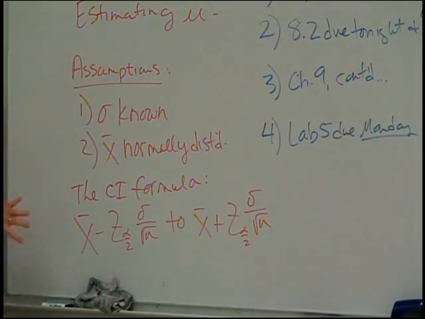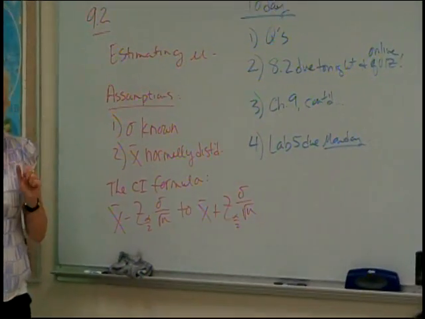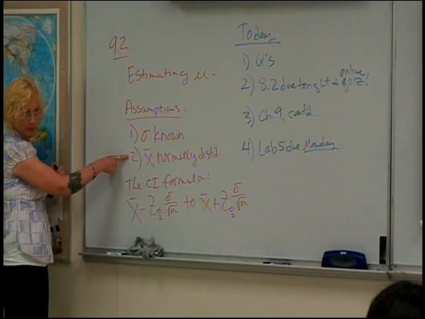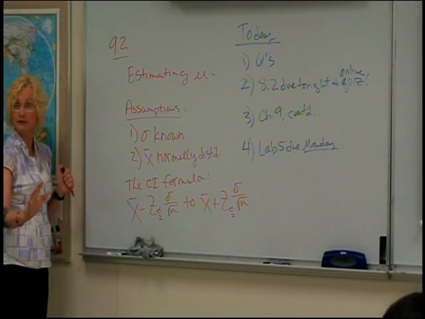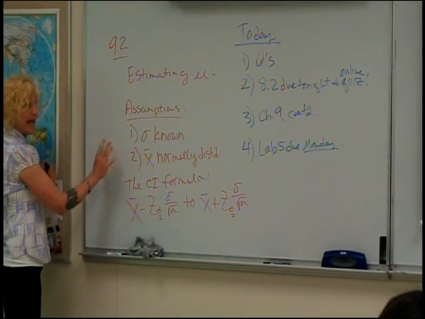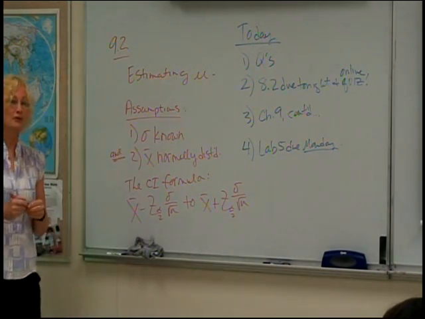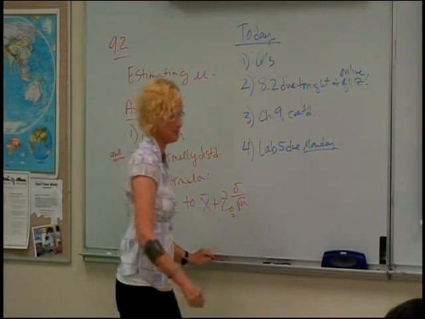We are in 9.2, talking about estimating a mean. To use that formula, you have to have certain stuff known about your data. You have to have a normally distributed x-bar, and that's either x is normally distributed or the sample size is at least 30. Both of these things have to occur. You also have to know the value of sigma, the population standard deviation.